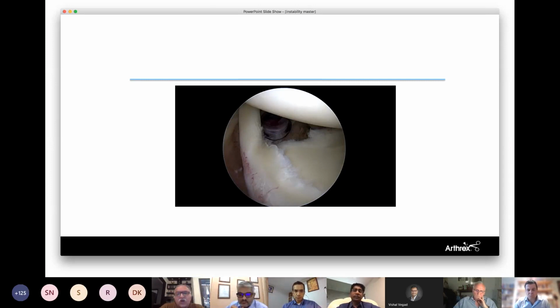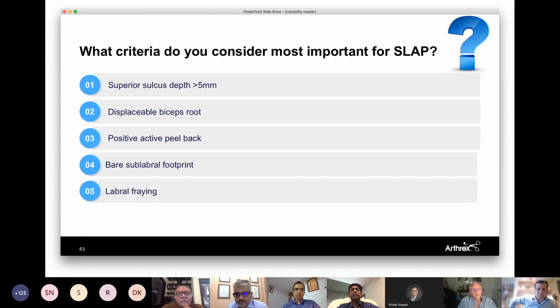Interesting would be the criteria in the poll that Sundar is putting up. I think these are often overdiagnosed. And just to go back, in Morgan's original article and his description, most of them were posterior superior. These have all been reported as important criteria for the diagnosis of a type 2 SLAP lesion. I'd be very interested to hear what everybody feels. Is it one single one, or a number of those criteria? There could be a number of different answers for this one. Yeah, Mark.